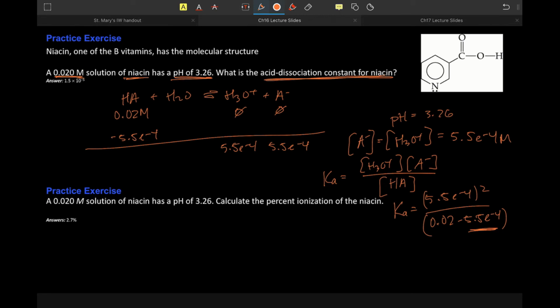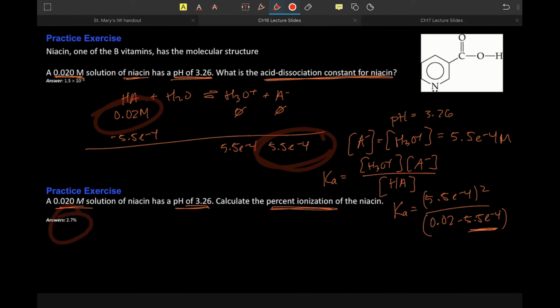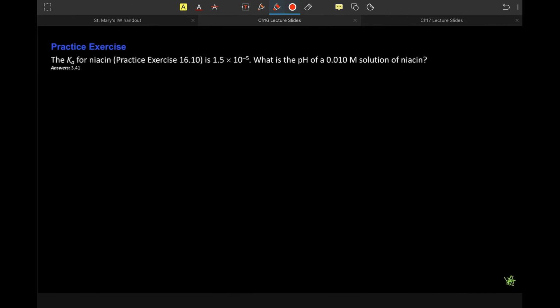All right, and then the follow-up question says we have that same solution with that same pH, and we'd like to know the percent ionization, which is just going to be the amount that ionizes over the original concentration, right? The amount that ionizes over the original concentration is going to give us our percent ionization, right? Because percent always means the same thing.